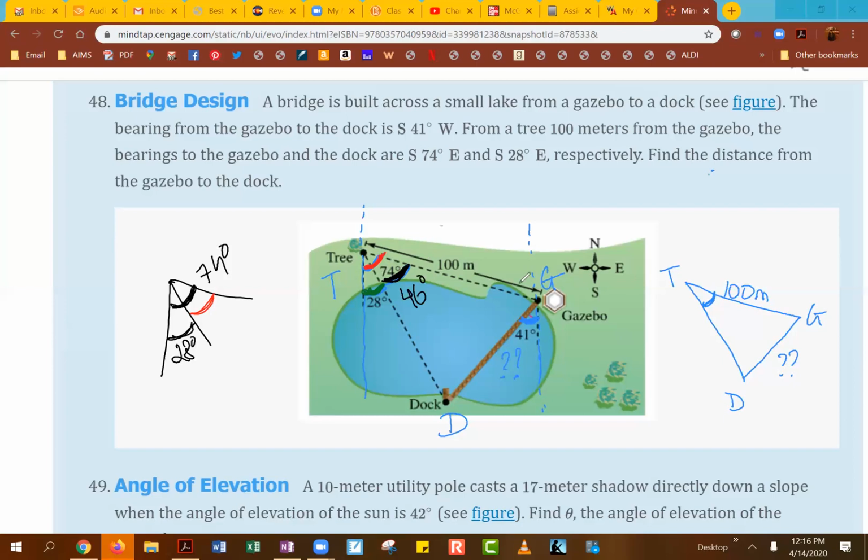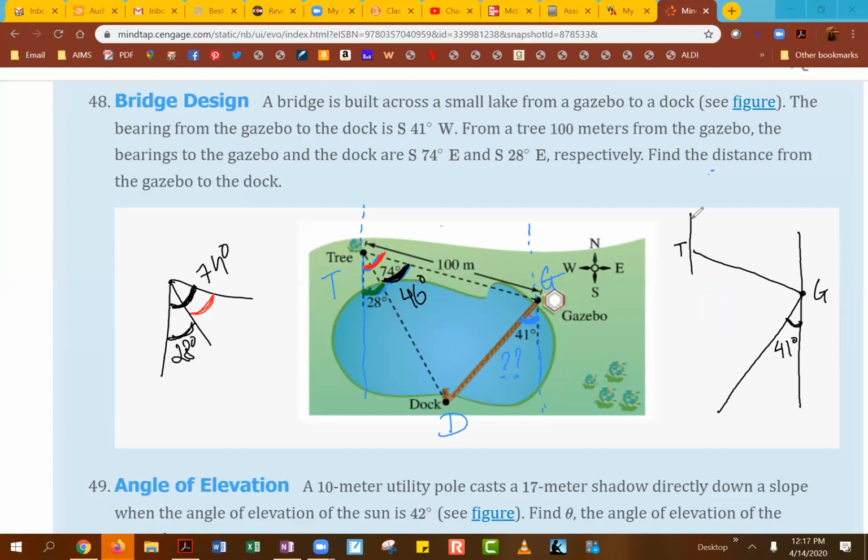Okay, let's look at the gazebo side over here. I'm gonna erase this guy for now. So this is the vertical line that our north and south is making. Somewhere over here is our gazebo. Now, this is the bridge that's going towards the dock. This is the line that's going towards the tree. They're telling us this angle here is 41 degrees.